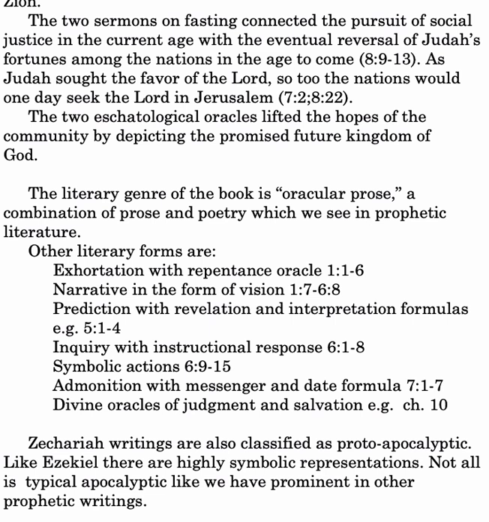The literary genre of the book is oracular prose, a combination of prose and poetry, which we see in prophetic literature. Other literary forms that we see in the book here: exhortation with repentance oracle, narrative in the form of vision, prediction with revelation and interpretation formulas, inquiry with instructional response, symbolic actions, admonition with messenger and date formula, divine oracles of judgment and salvation.